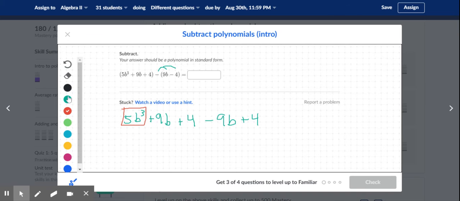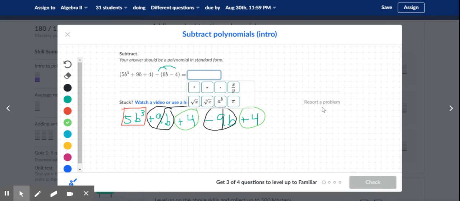This doesn't have anything to combine with. I can combine these two 9b's. One's positive and one's negative, so they add up to 0. However, a mistake a lot of students make is they see these two 4's. They assume they also cancel to 0, but they do not. They add up to 8.